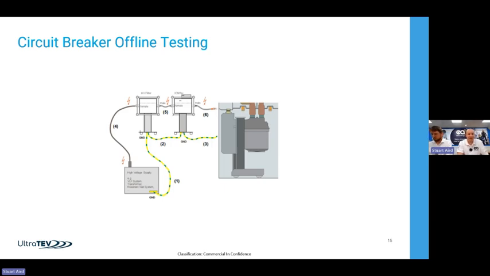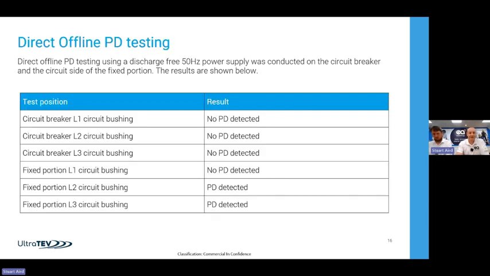So you can do each phase individually. It's a single phase supply at that point. So this next slide shows us the results of that testing. What we found is the circuit breaker was completely free from partial discharge. We never detected any activity at all on the circuit breaker itself and the circuit bushings. So we decided we would then look at taking the CTs out themselves.